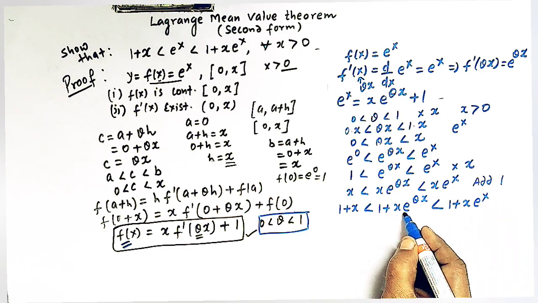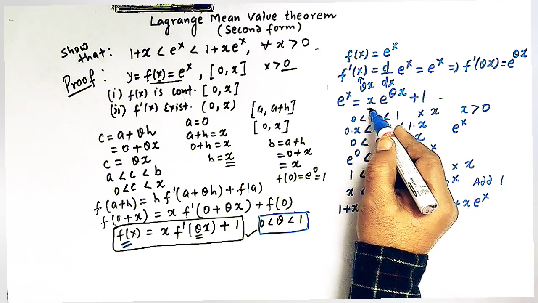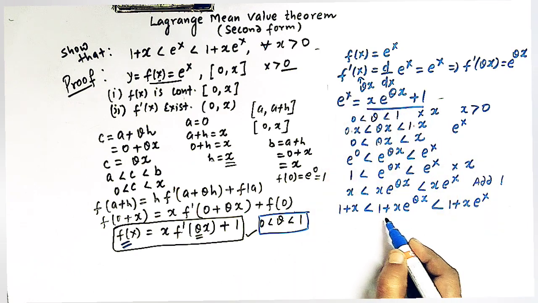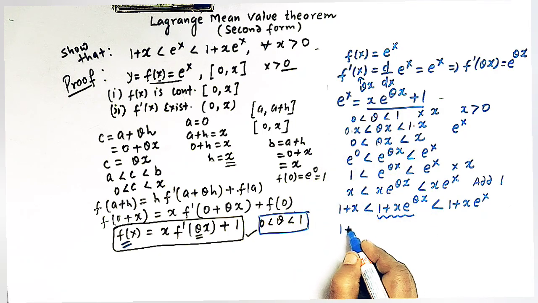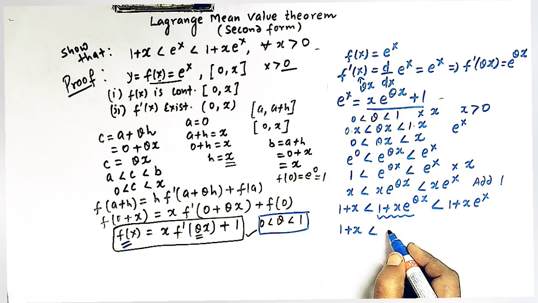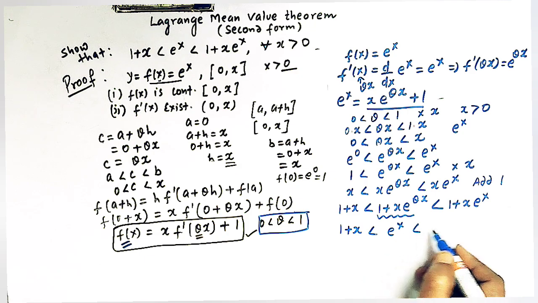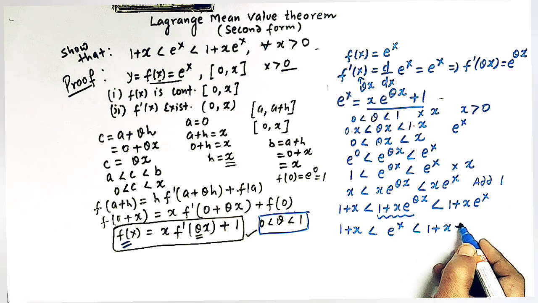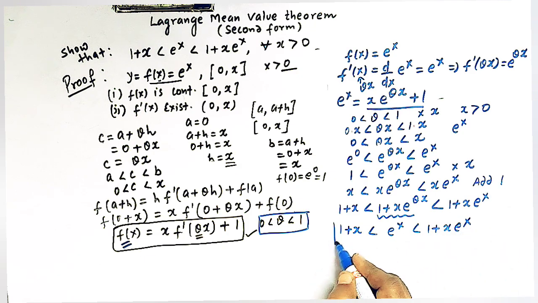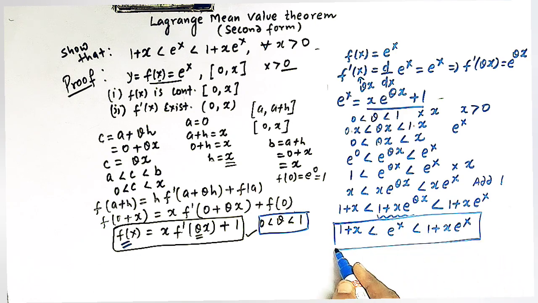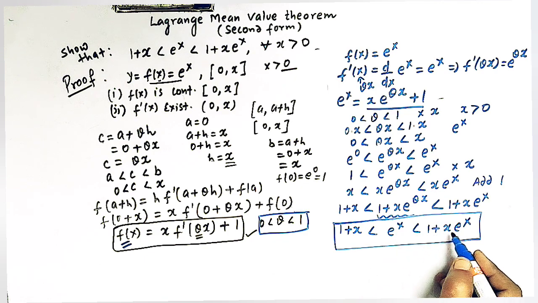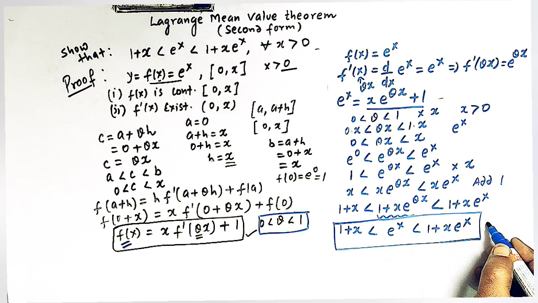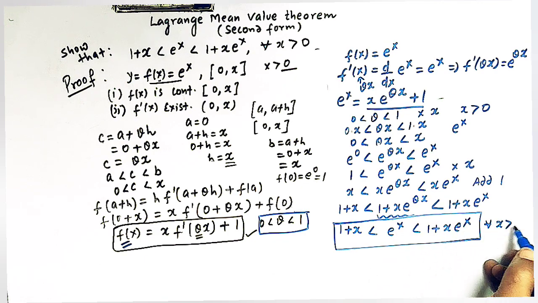Now 1 plus x e raised to theta x is equal to e raised to x. So let us replace this expression by e raised to x. So now we can write 1 plus x less than e raised to x, and here we have 1 plus x e raised to x. And this is our required inequality, and that is 1 plus x is less than e raised to x, less than 1 plus x e raised to x for all x greater than 0.